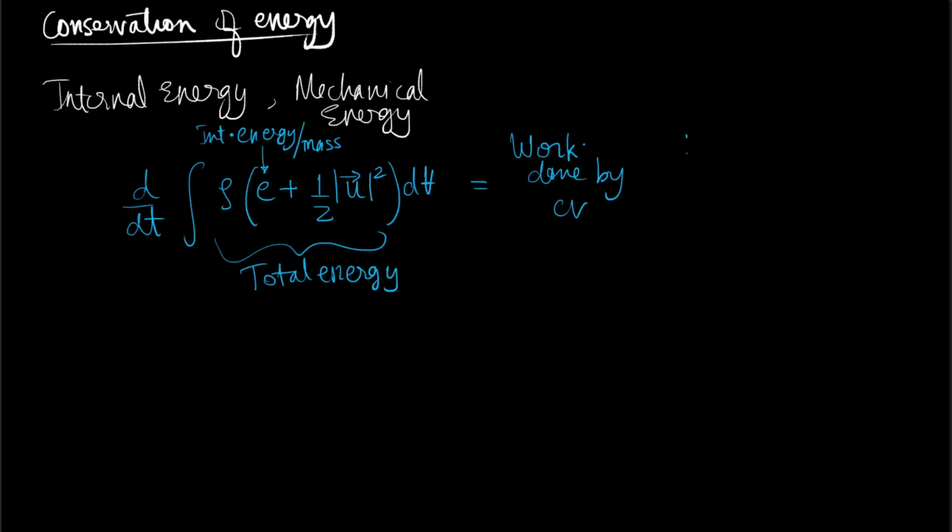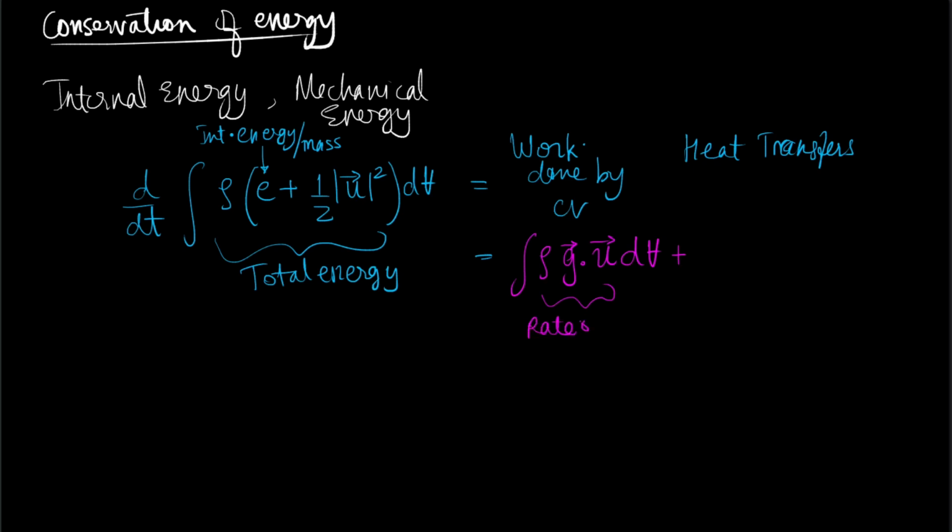and heat transfers by the control volume. So now the work done by gravity will be integral rho g dot u dV. This is the work done by gravity, essentially force times the velocity, rather the rate of work done. So this is the rate of work done by gravity.